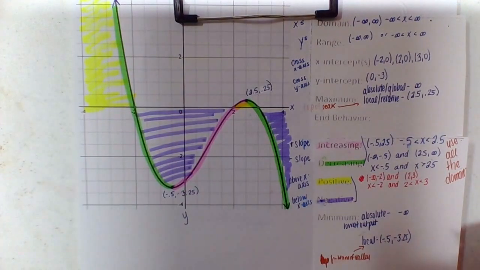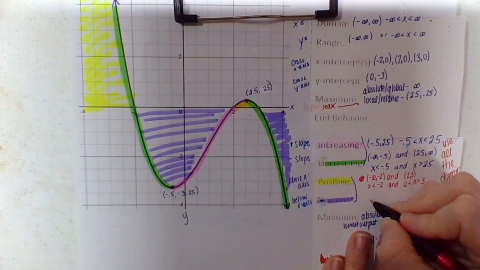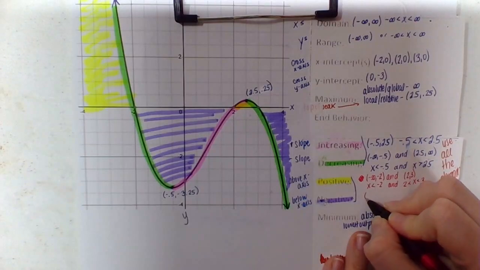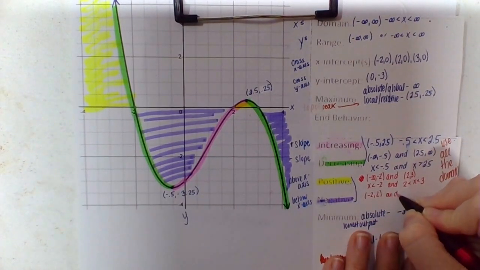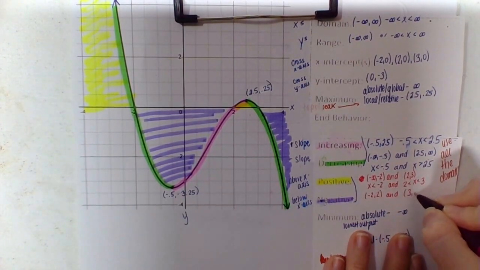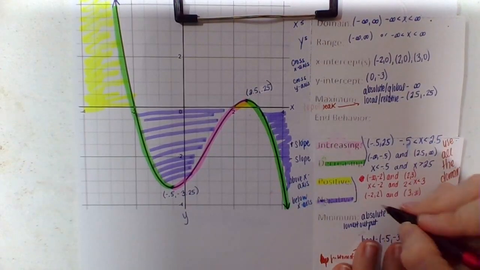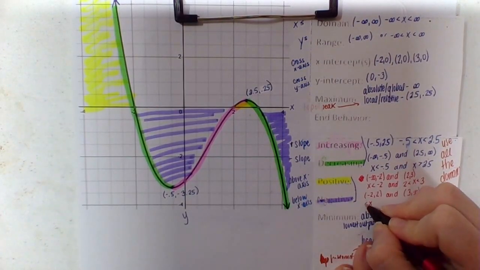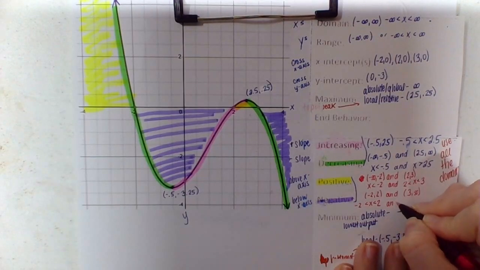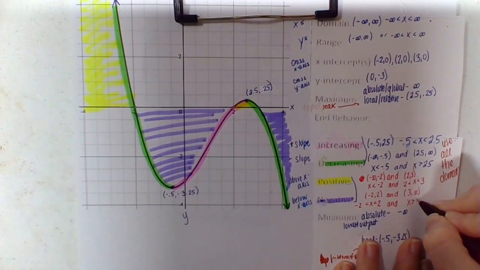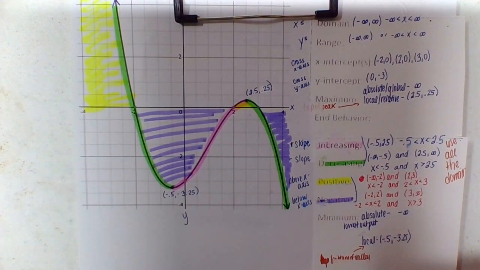Now I want to do the same thing for below. Below I have negative 2 to 2 and 3 to infinity. So I can write those as any x's between negative 2 and 2 and any x's greater than 3.